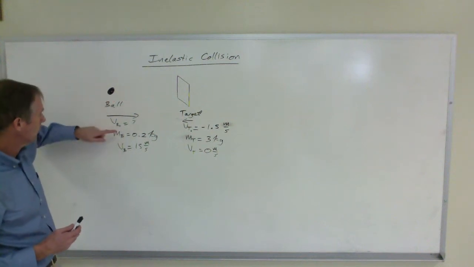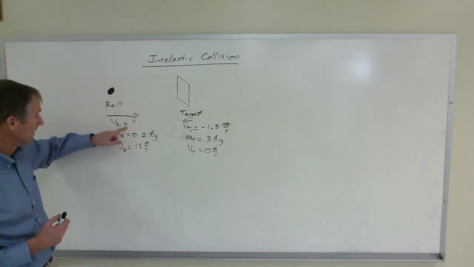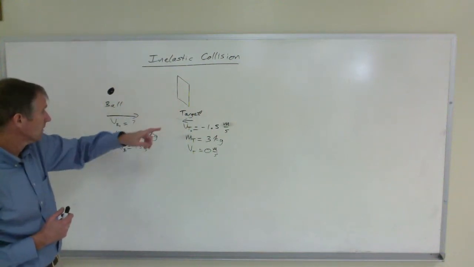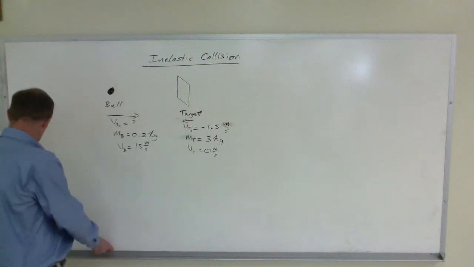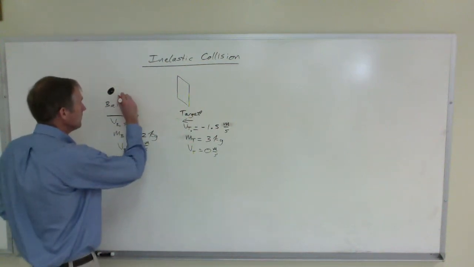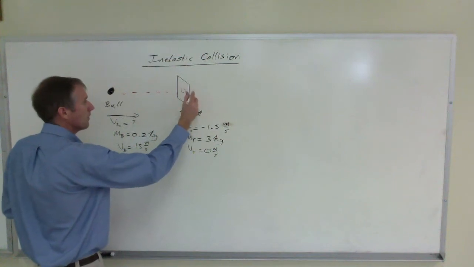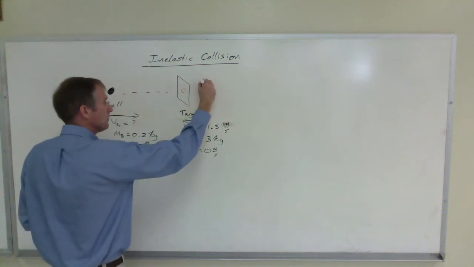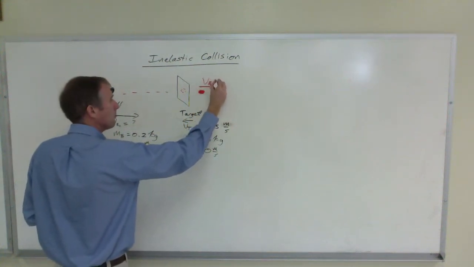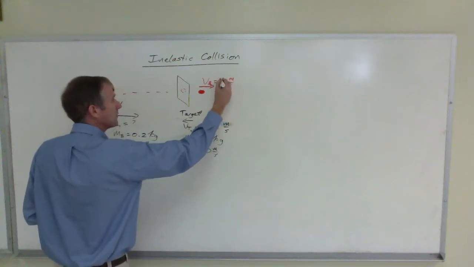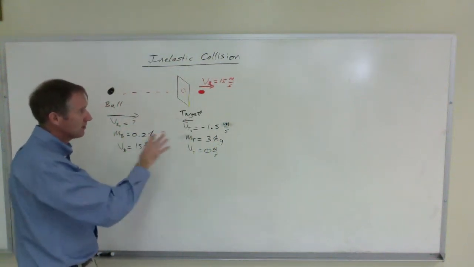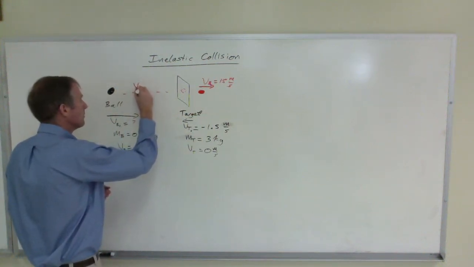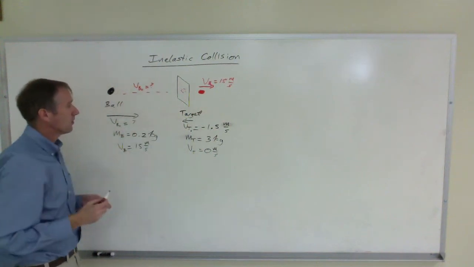You have a ball with a mass of 0.2 kilograms traveling at an unknown velocity to the right. It's going to collide with this target, punch a hole in it, and then leave the target at 15 meters per second. So the velocity of the ball is 15 meters per second after it collides with the target and passes through it. So the target slows it down. What we're looking for is the velocity of the ball before it hit the target.